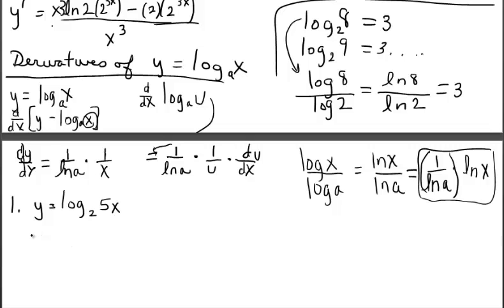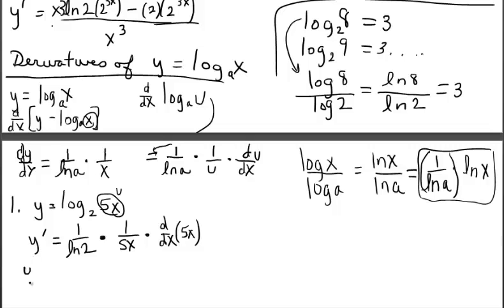So thinking about what the formula is, y prime equals 1 over the natural log of 2, the base, times, okay, go ahead and establish this to be your u, 1 over 5x times the derivative with respect to x of the 5x. Which I know many of you are going, well, that's 5, and that's absolutely fine. Let's build a single fraction here.